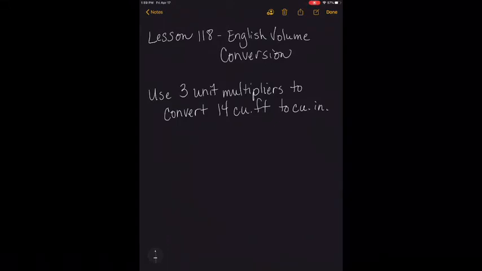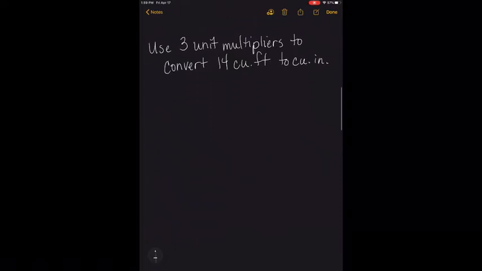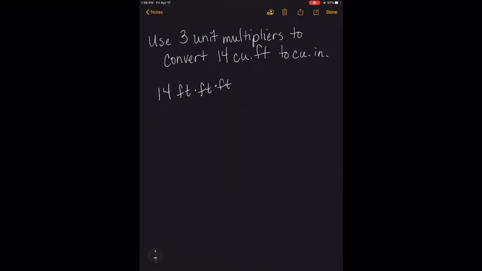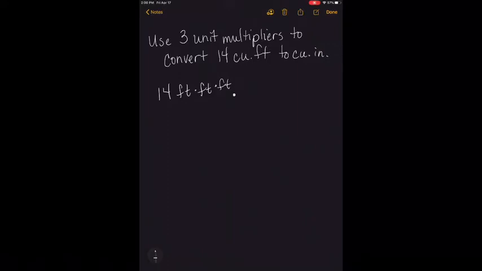As you recall, we can cancel numbers. When we multiply, we can also cancel units. And so that's what guides and directs us in how to set up these unit multipliers. So we're starting off with 14 cubic feet. If you'll recall, cubic feet are feet times feet times feet. Okay, and we write it out this way to remind ourselves that we need 3 unit multipliers.